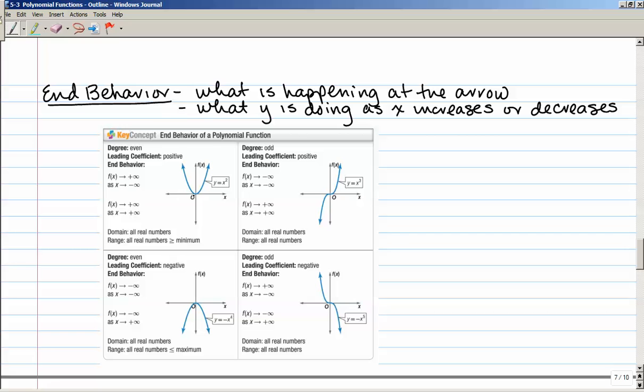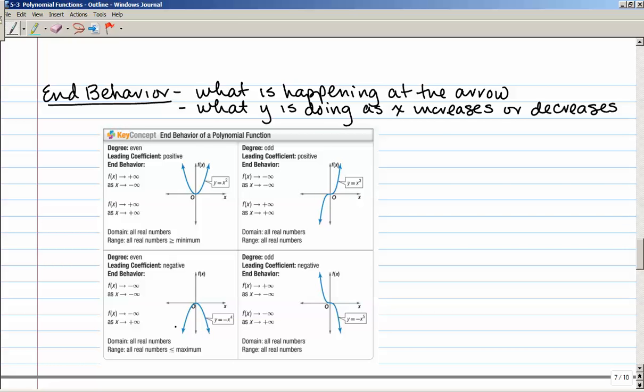And as we go in this direction, as x approaches negative infinity, y approaches positive infinity. As x gets smaller, y gets larger. In this graph here, as x gets larger, y gets larger. So we say as x approaches positive infinity, so too does f of x. And as x gets smaller, so too does y. So as x approaches negative infinity, y approaches negative infinity.